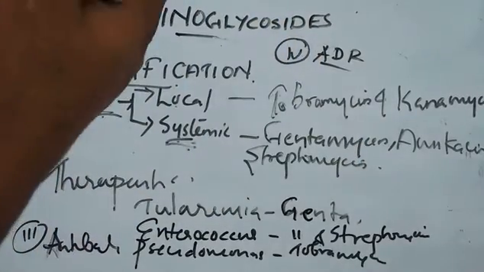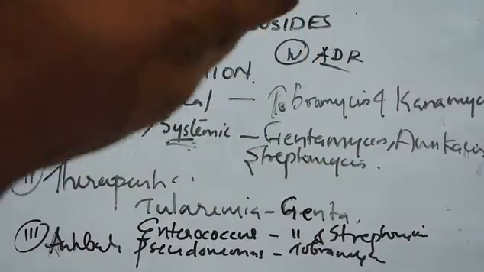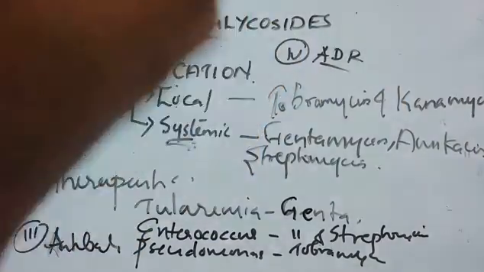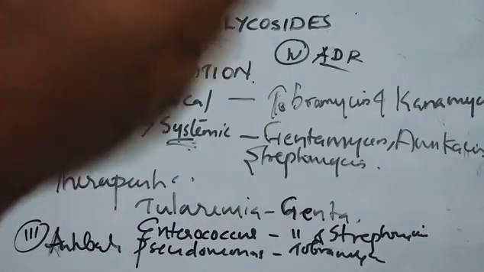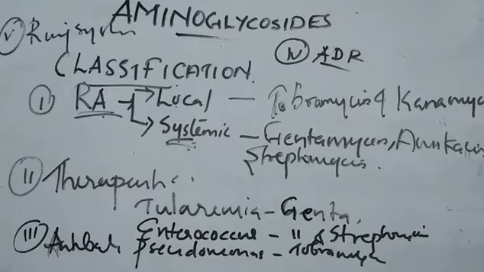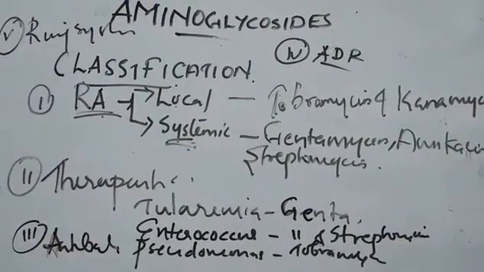Gentamicin is also given as eye drops, and in brand names. For systemic use also, gentamicin, amikacin, streptomycin. Streptomycin is mainly given by the parenteral route. So it can be classified into local as well as systemic types.